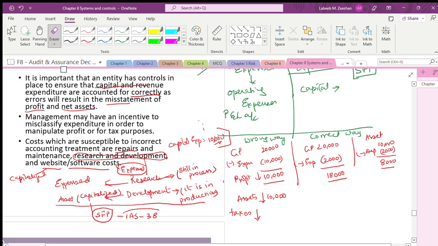IAS 38 is intangible assets. See, intangible assets, there are conditions. Intangible assets internally generated: the rule says that if it is internally generated, we cannot identify it as an intangible asset. An intangible asset only happens when you are purchasing it by paying the cost.